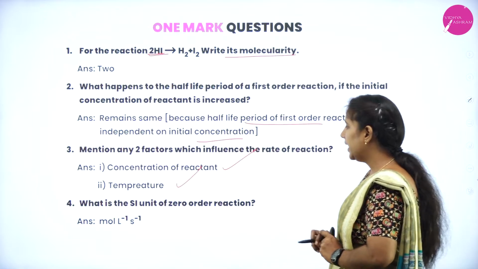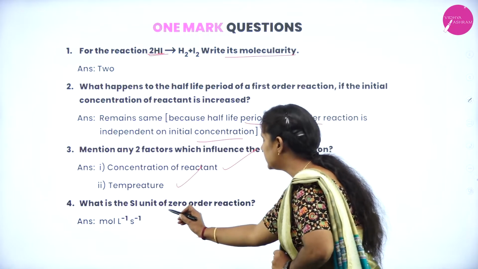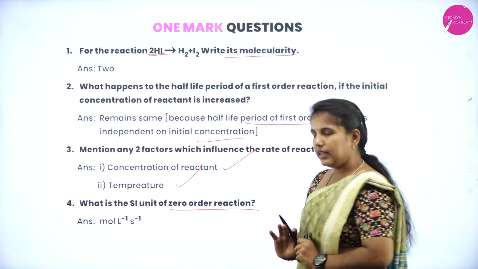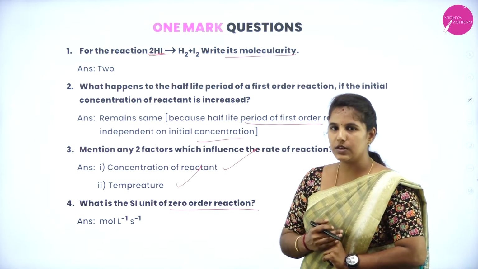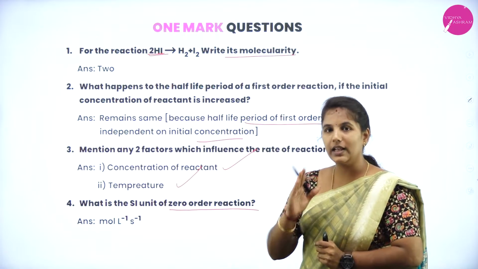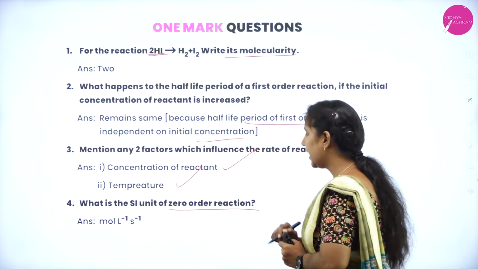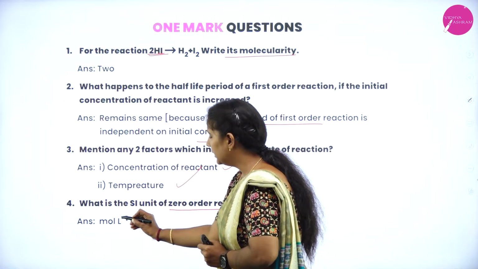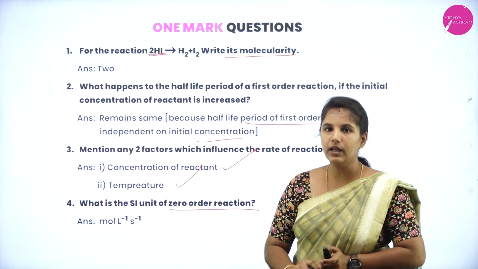Okay. The next question goes like this. What is the SI unit for a 0 order reaction? So, remember, they can also ask you to write the SI unit for first order as well as second order reactions. So, usually they'll ask with 0 and first order. Okay. So, the SI unit for the first order is mole per liter per second. Mole per liter per second.